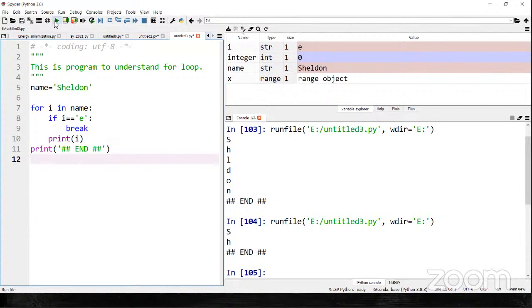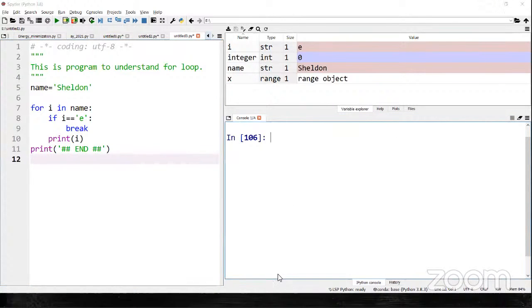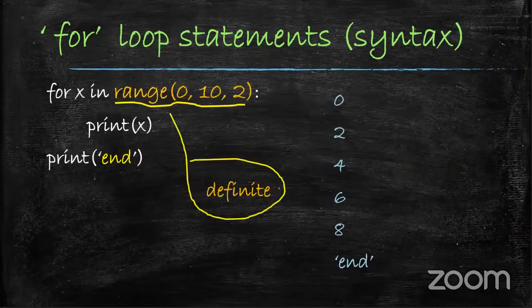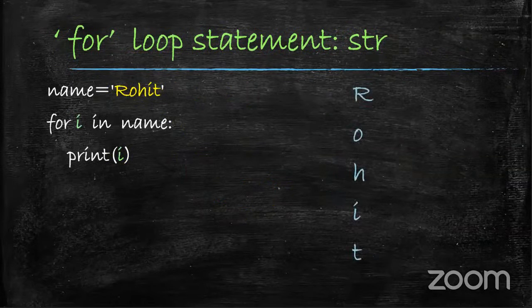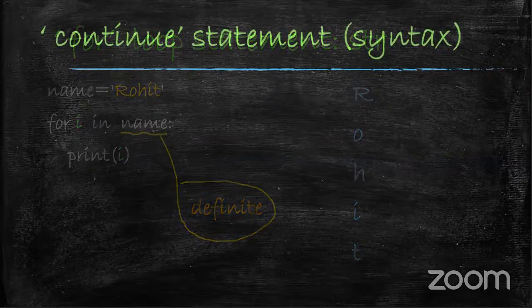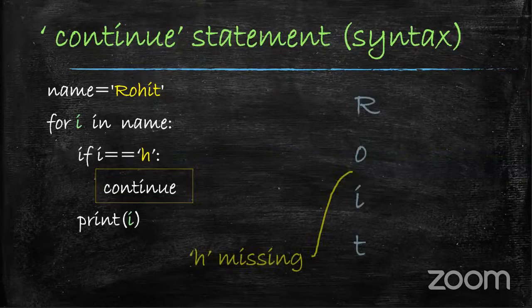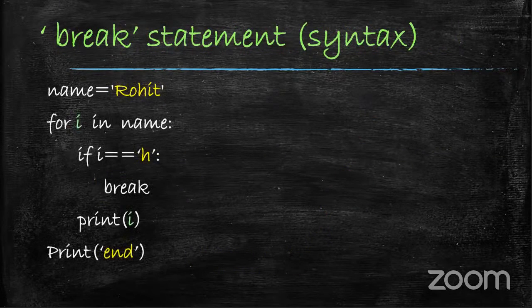Is this clear to everyone? Yes, sir, it's clear. Okay, so now let's go to the PPT. The for loop we are done with, so I'm skipping that part. This also we are done, name is equal to single quotation Rohit and how to print that. The continue statement also we are done, and we're done with the break also.